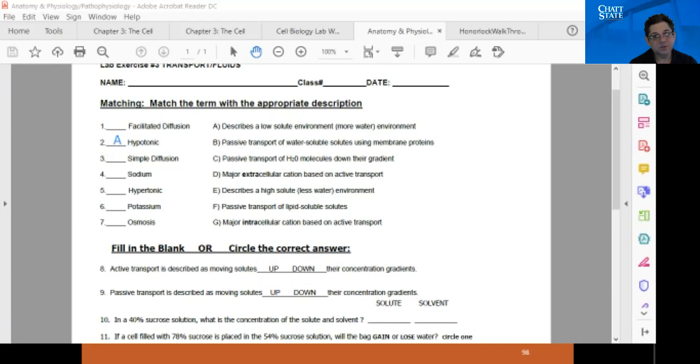The next one, passive transport of water-soluble solutes using membrane proteins. Facilitated diffusion. Very good. How about passive transport specifically of water molecules themselves down their gradient? Osmosis. Excellent. Just to clear things up, osmosis can be known as a type of facilitated diffusion, to be honest, but we give it its own word because it's just that special. And it has its own carrier, doesn't it? Or excuse me, its own channel.